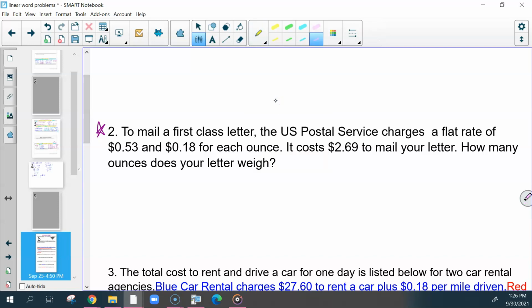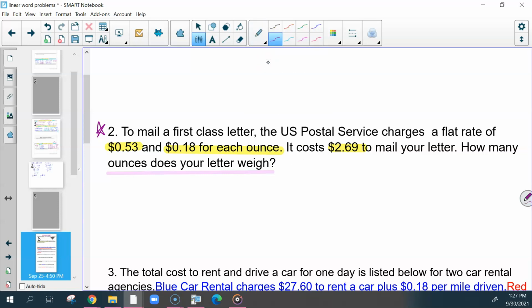To mail a first-class letter, the U.S. Postal Service charges a flat rate of 53 cents and 18 cents for each ounce. It costs $2.69 to mail your letter. How many ounces does it weigh?